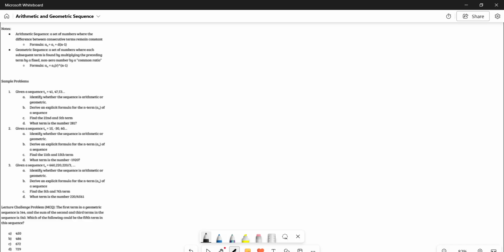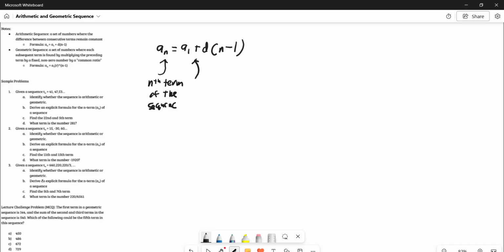The first one is arithmetic, and an arithmetic sequence is a set of numbers where the difference between consecutive terms remains constant. So that means that as we proceed from one term to another and that pattern keeps repeating, the difference remains the same. And so the formula for an arithmetic sequence will be a sub n is a sub 1 plus d times n minus 1, where a sub n is the nth term of the sequence.